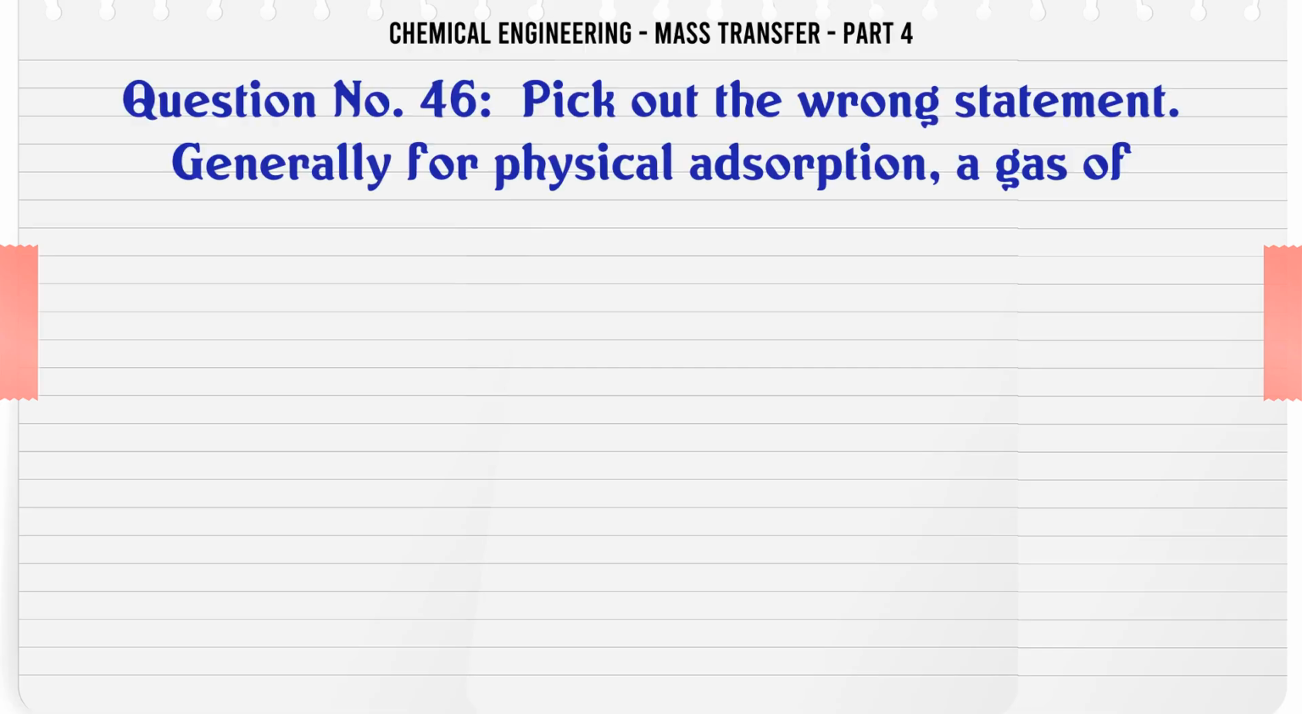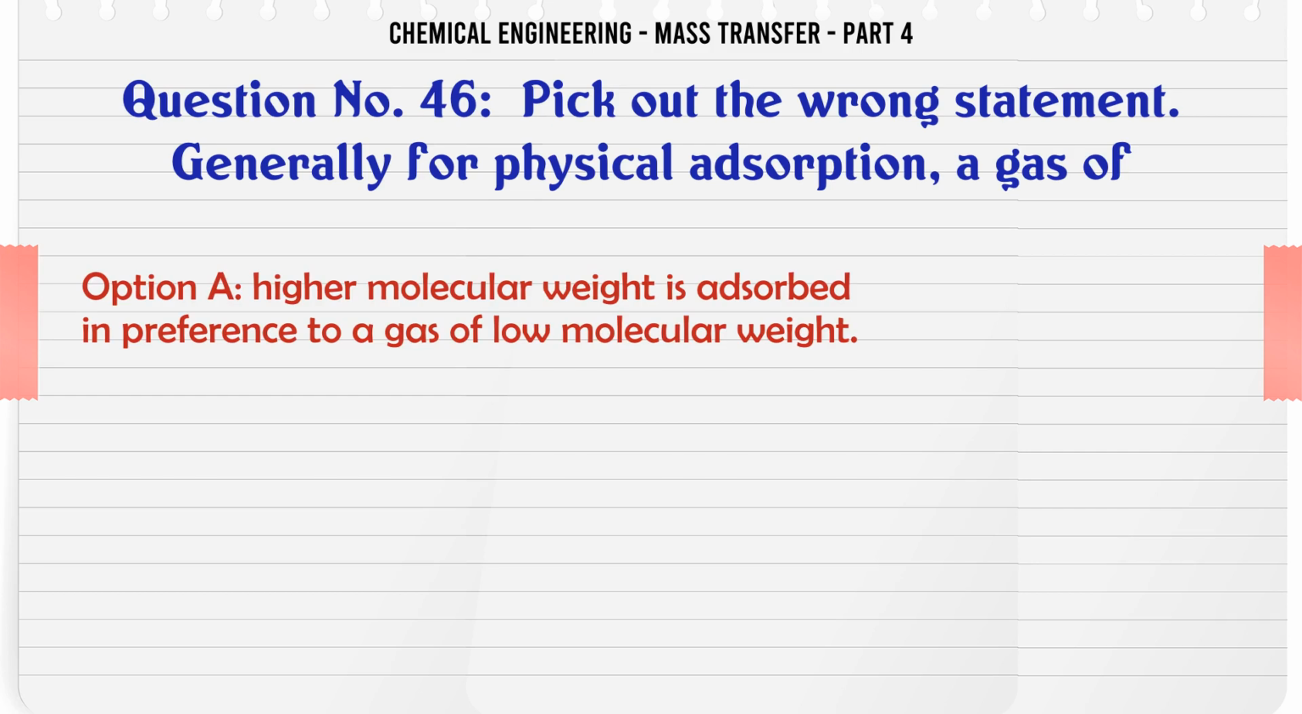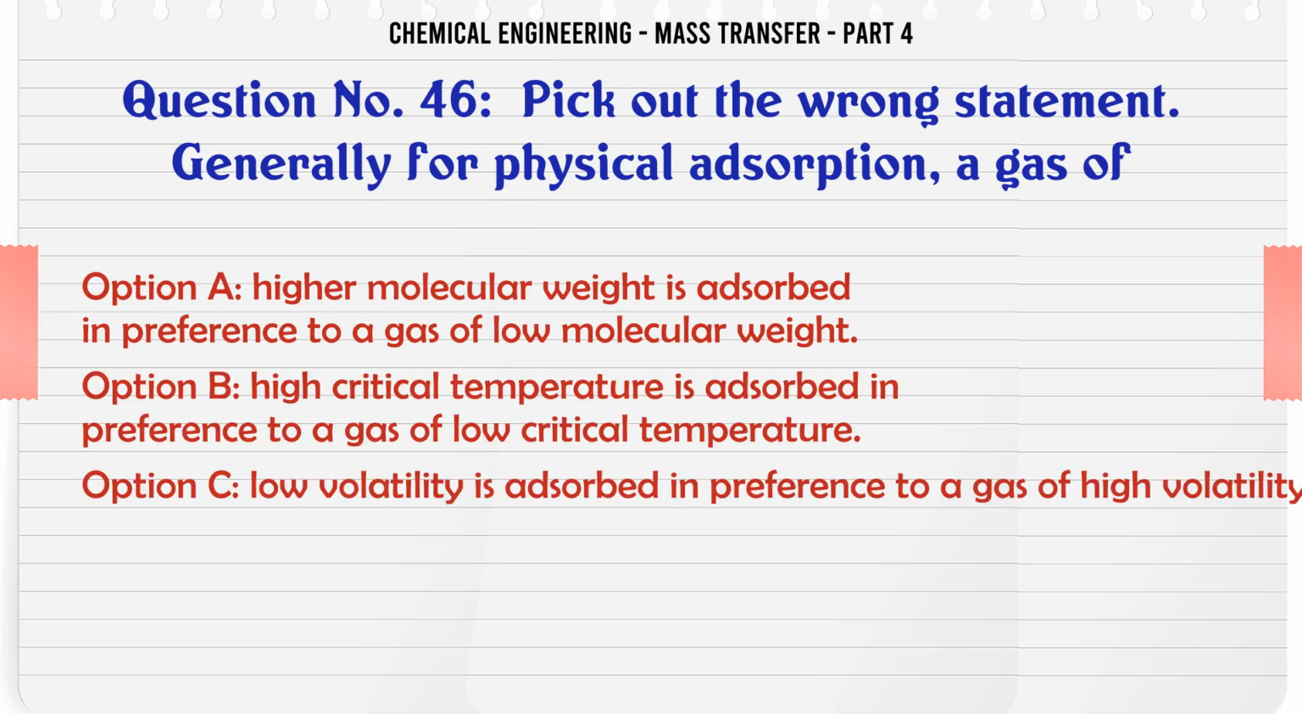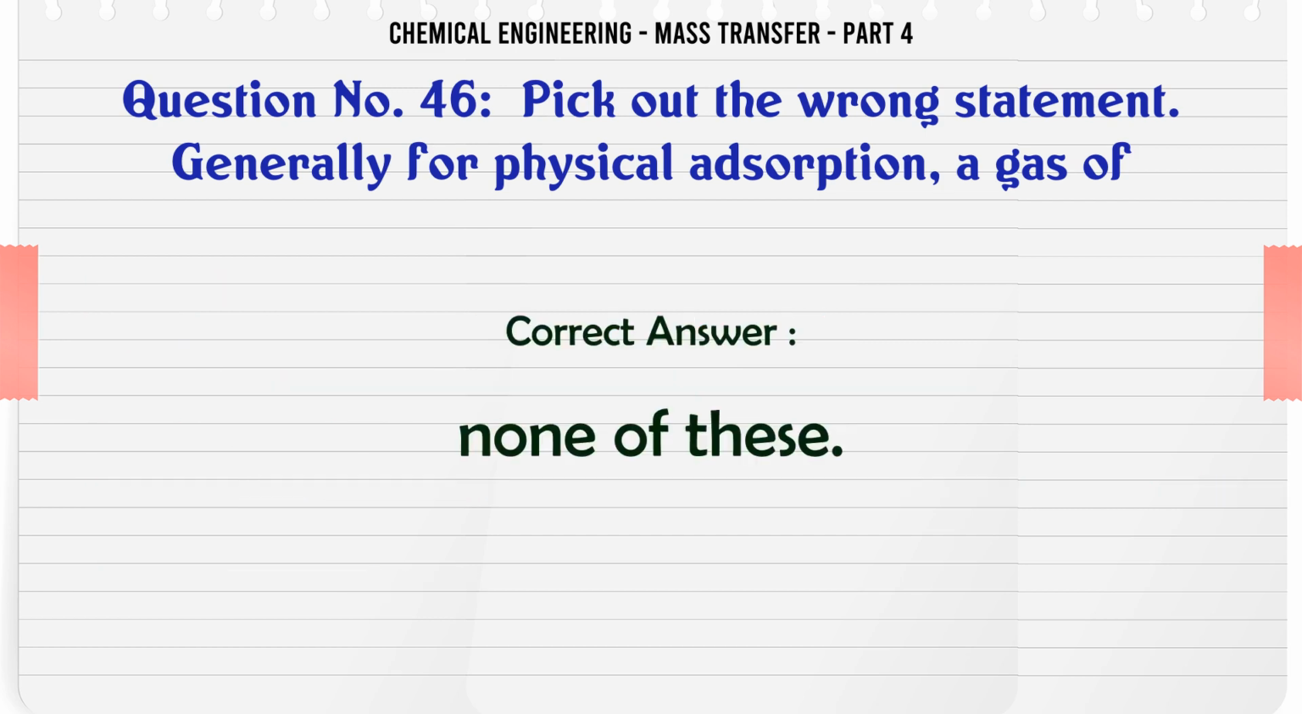Pick out the wrong statement. Generally, for physical adsorption, a gas of A. higher molecular weight is adsorbed in preference to a gas of low molecular weight. B. High critical temperature is adsorbed in preference to a gas of low critical temperature. C. Low volatility is adsorbed in preference to a gas of high volatility. D. None of these. The correct answer is none of these.